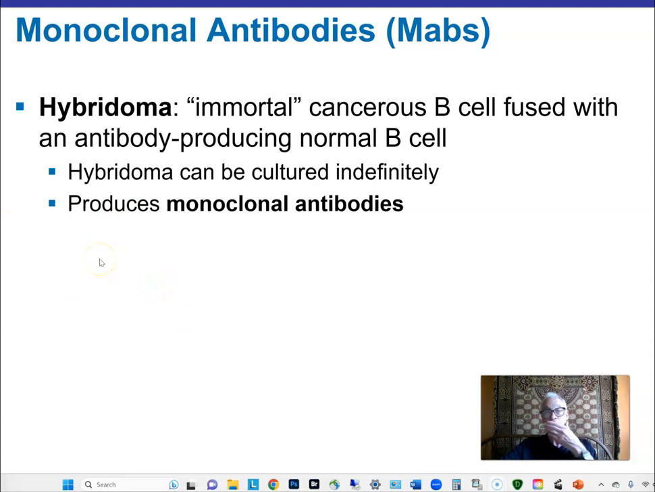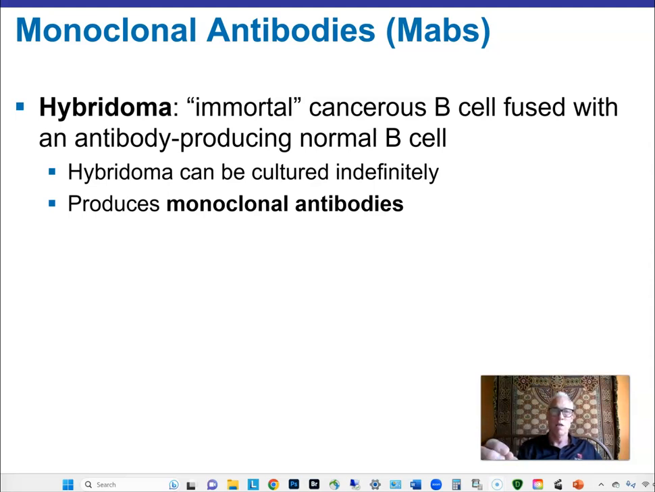Oh, here's a cool thing. Now, a lot of treatments, not just for infectious diseases, it turns out, but for reducing inflammation in chronic inflammatory diseases, autoimmune diseases, for treating different types of cancers, use monoclonal antibodies. What's a monoclonal antibody?